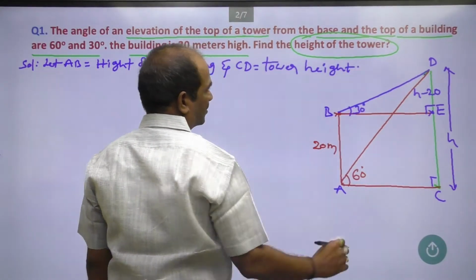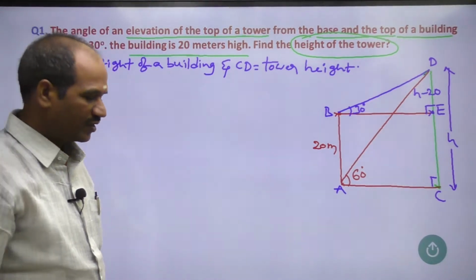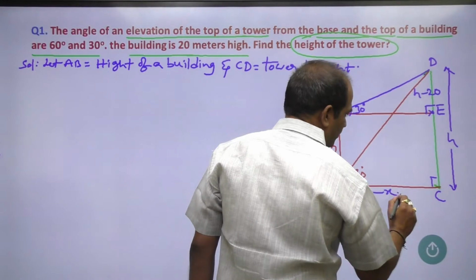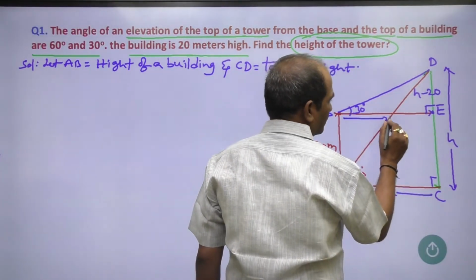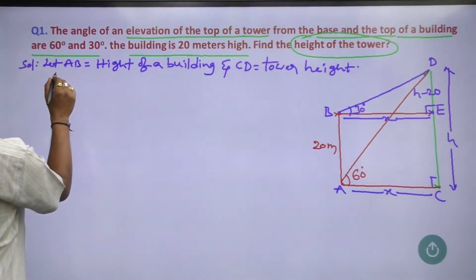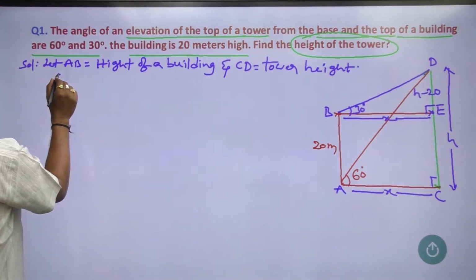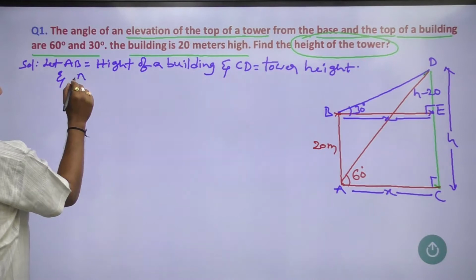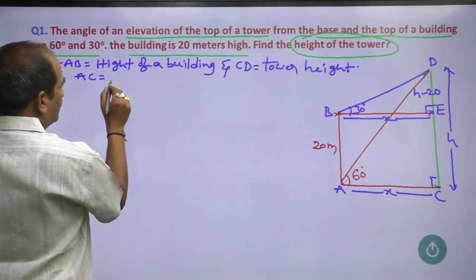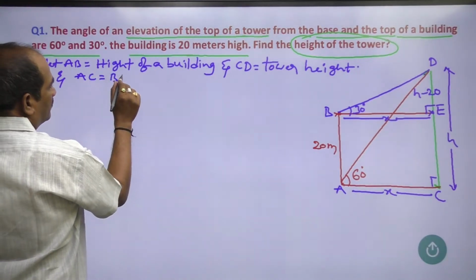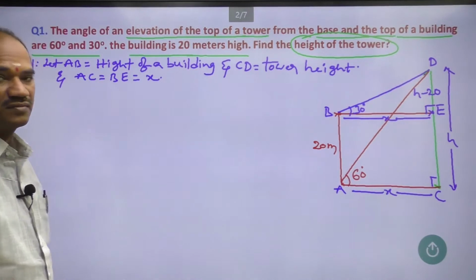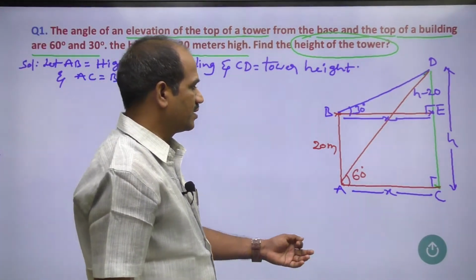Okay, CD is equal to the tower height. The distance here is x meters. This is x, this is also x, and this is also x. AC is equal to BE, and here BE is equal to x meters.